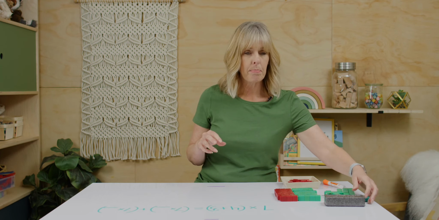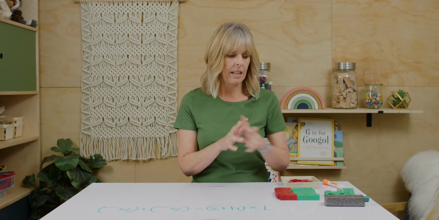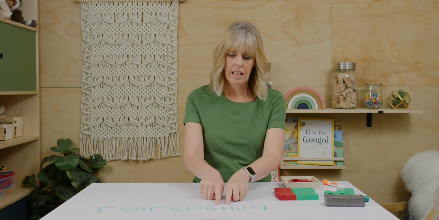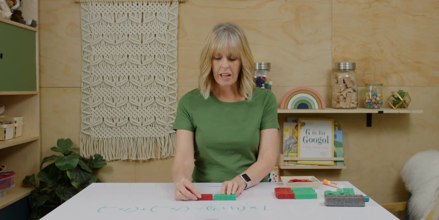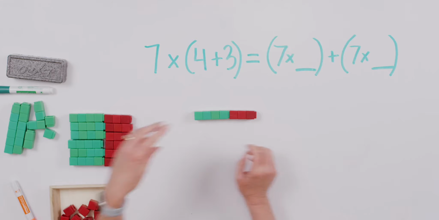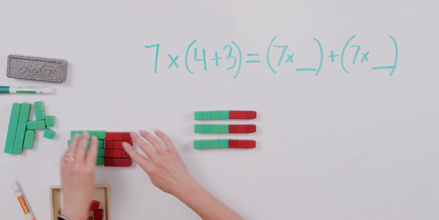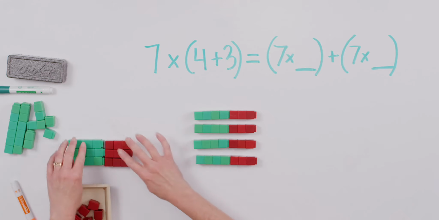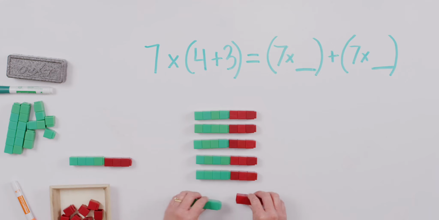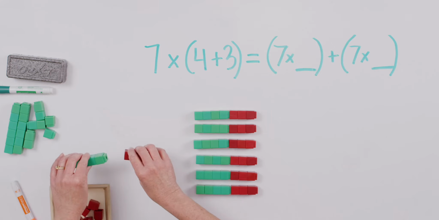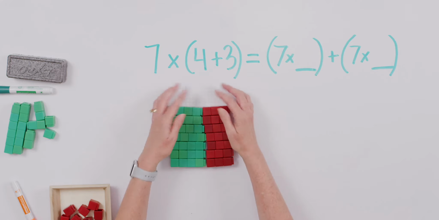Now, let's work with our blocks again, or our connecting cubes, to see if we can find our answer. So if I had 4 and 3, okay, so I'm going to show that. I have 4 right here and 3 right here. But again, I want 7 groups of them. So here we are with our 7 groups. If you want to pause the video and build this now, you can, and hop back on. We're going to keep building here. Okay, so here are my 7 groups of 4 and 3.